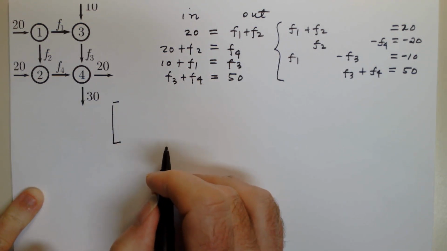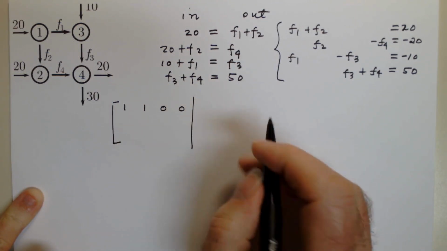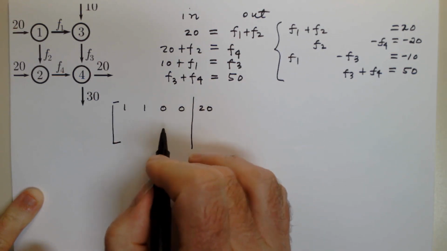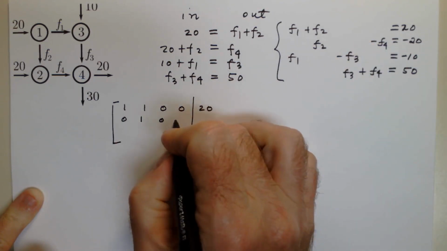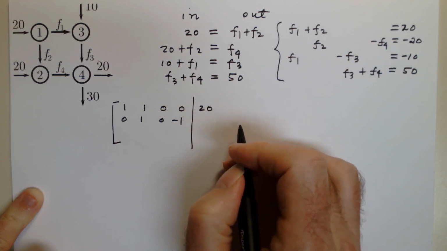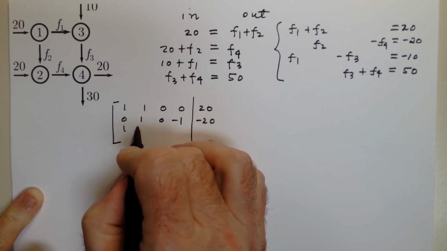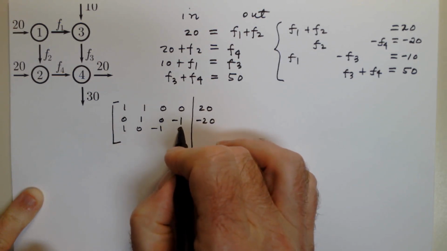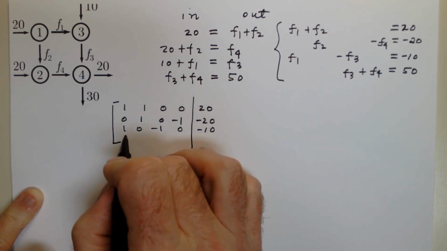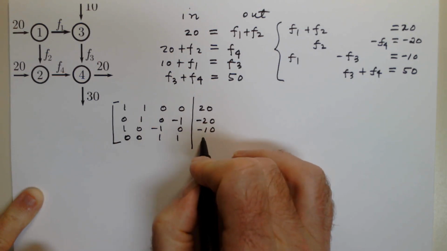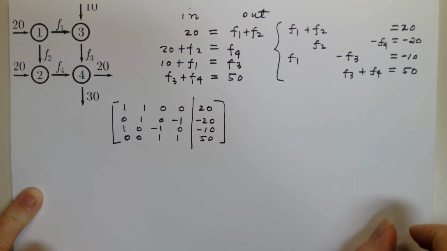And we can write that as 1, 1, 0, 0, 20, and 0, 1, 0, negative 1, negative 20, and then we'll have 1, 0, negative 1, 0, and that'll be negative 10, and then finally 0, 0, 1, 1, 50. Okay, so now this system has been put into this augmented form.